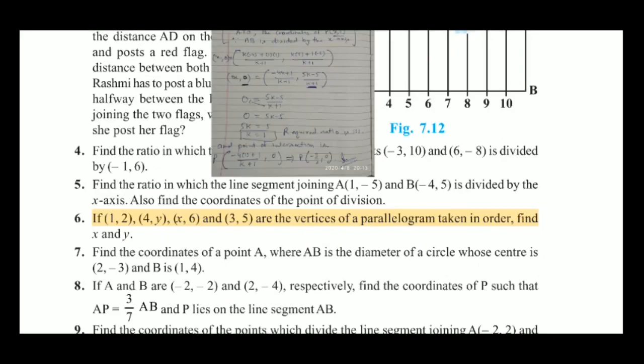Question number 6 is very important from the paper point of view. Very important. See the statement: if (1, 2), (4, 6) and (x, 6)... and (3, 5) are the vertices of a parallelogram taken in order, then you will find the value of x and y.